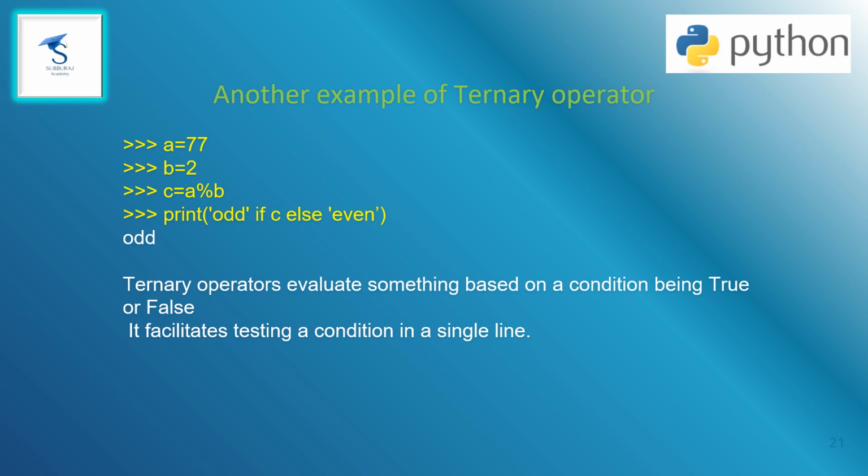So the ternary operator evaluates something based on a condition being true or false. So all about conditions, all about the outcomes, true or false. It facilitates testing a condition in a single line. That's the beauty and purpose of the ternary operator.